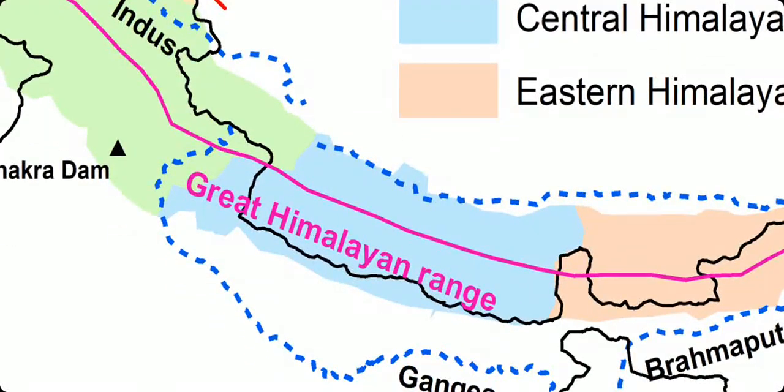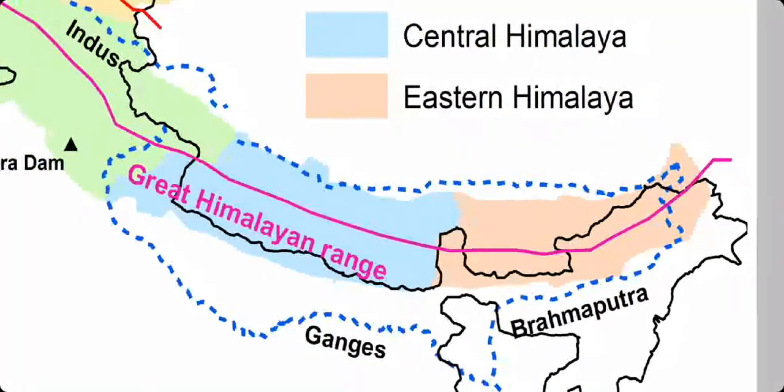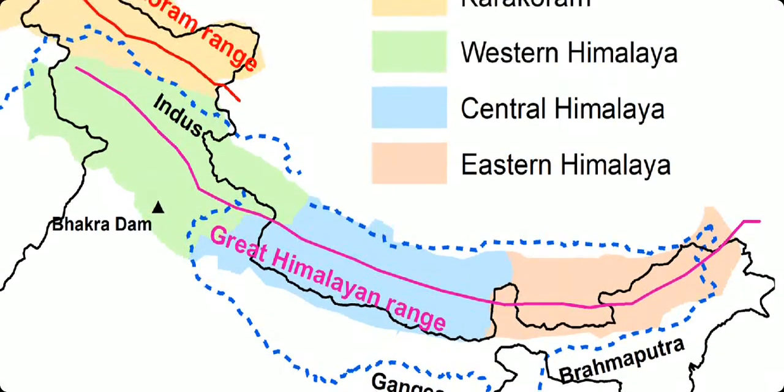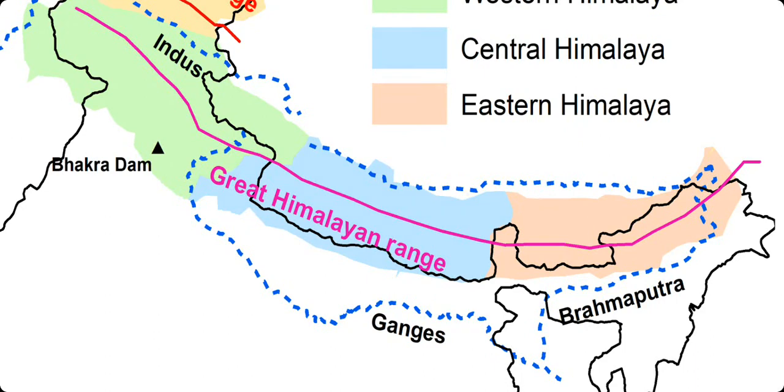Then we have the Central Himalayas, and most of Nepal comes here. And then we have the Eastern Himalayas, which is in the Brahmaputra plains. The western are in Indus plains, the central are in the range of Ganga, and the eastern are in the range of Brahmaputra.